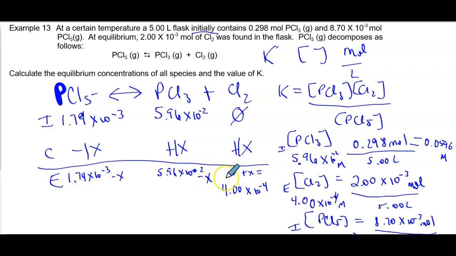So all of these are going to be solved for. Now, I have to know what x is to get any of these. But if you notice this value right here, 0 plus x equaling this, then we know x equals 4.00 times 10 to the negative fourth. So now we know x here. Then we're going to take 1.74 times 10 to the negative third minus my x, which we know to be 4.00 times 10 to the negative fourth.